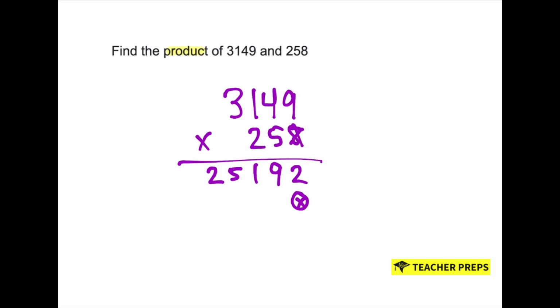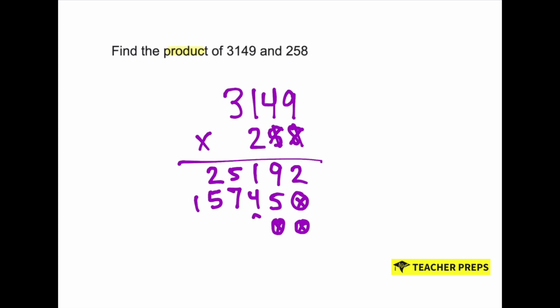5 times 9 is 45. 5 times 4 is 20. 20 plus 4 is 24. 5 times 1 is 5, plus the 2 is 7. And 5 times 3 is 15. We're out of the digits next to the 3, so we can bring down the 15. Again, erase those numbers so you don't get confused. Cross off the 5, and now we're dealing with the digits in the hundreds place, so we need two placeholders.